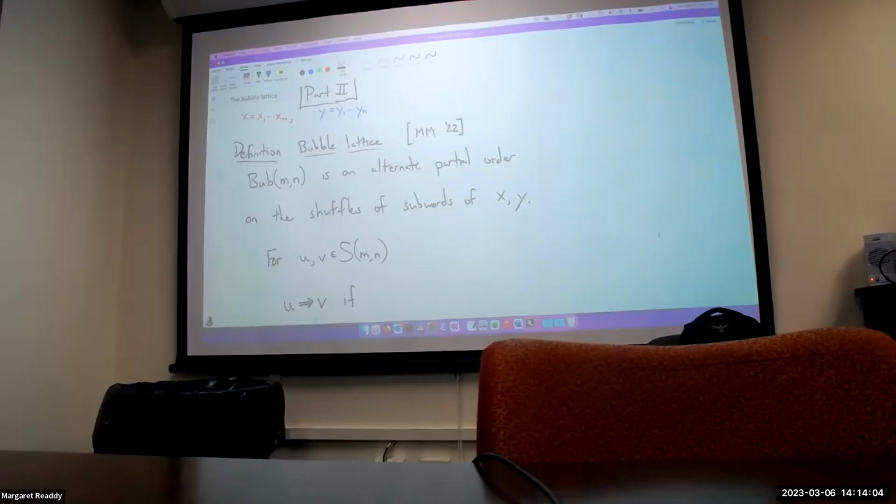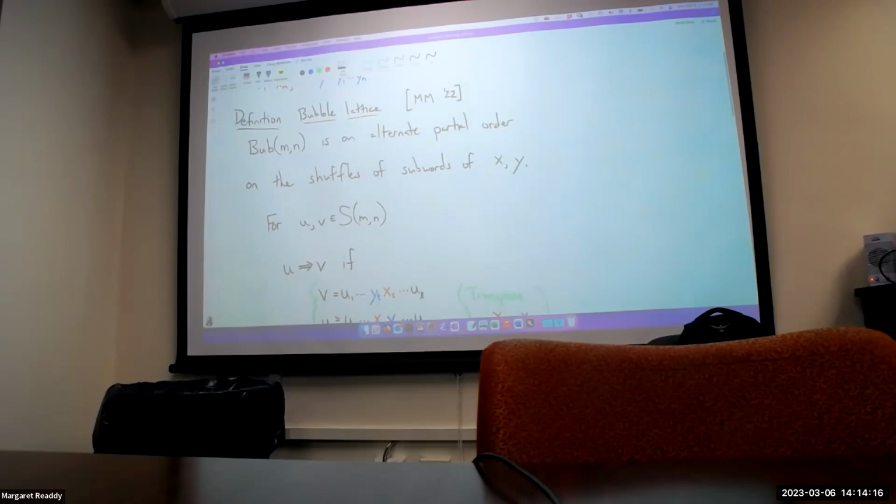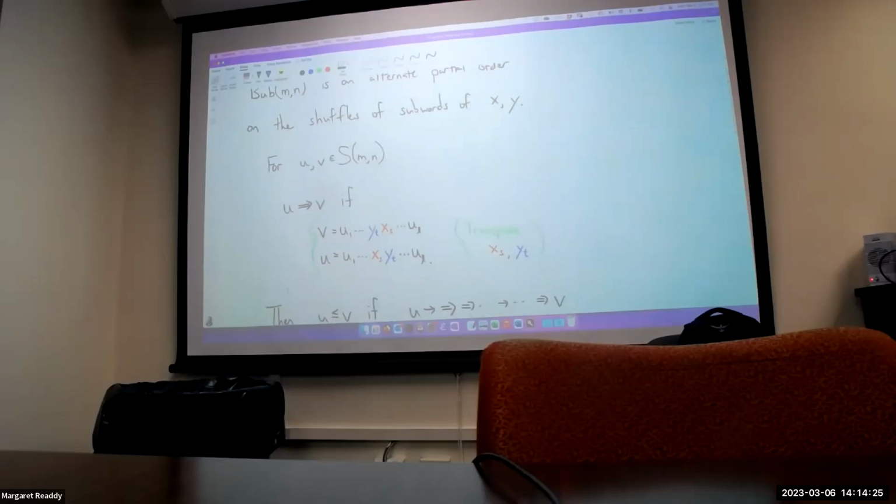So again, the poset is going to be on the same objects. So I'm going to have shuffle words. And we're going to still have those insertion and deletion relations, but I'm going to add in some extra relations here. I'm going to say that if I have two shuffle words u and v, then I have a new arrow, a double arrow. I'll let u double arrow v if I can get from u to v by just doing a transposition move. So now, if I have an x and a y right next to each other, I'm allowed to flip their order.